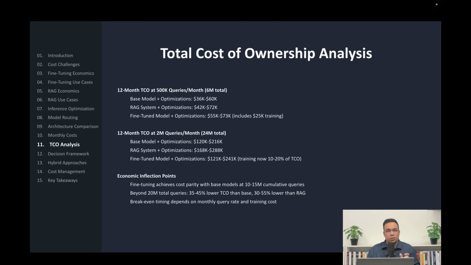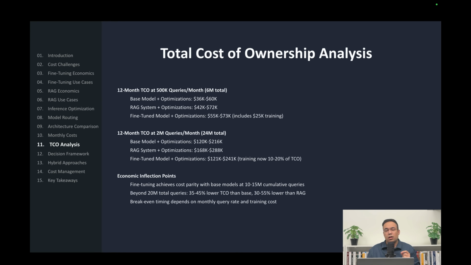The RAG system plus optimization costs $42k to $72k. Again, 12 times monthly cost with minimal setup cost. Fine-tuned model plus optimization costs $55k to $73k, which includes the $25,000 training cost amortized over the year. At this scale, fine-tuning is actually more expensive than the alternatives because you haven't done enough queries to recoup the upfront investment. But now let's look at the 12-month TCO at 2 million queries per month, which is 24 million total queries.